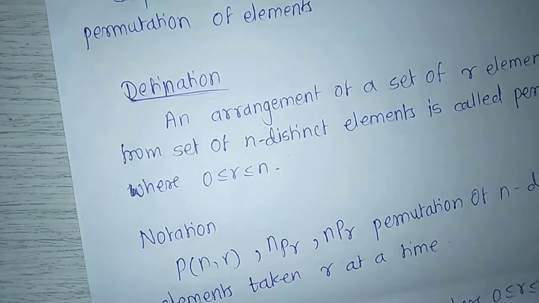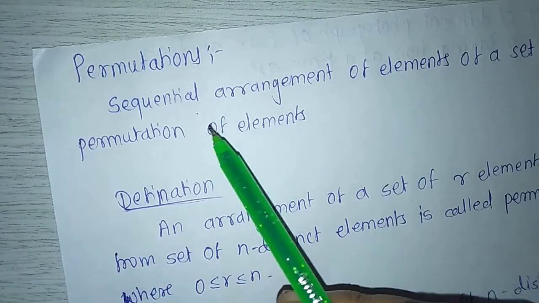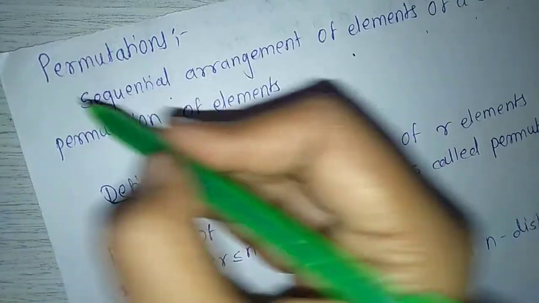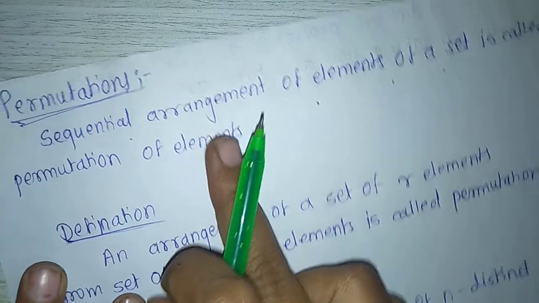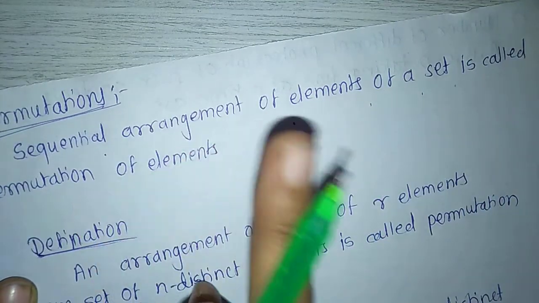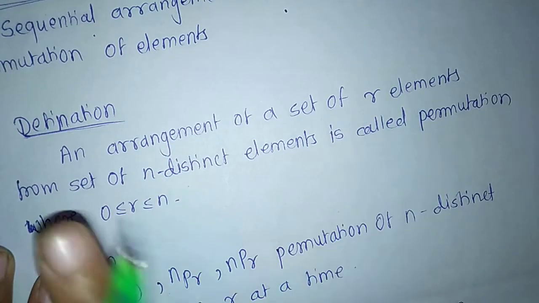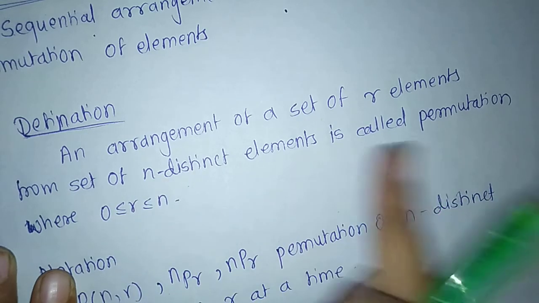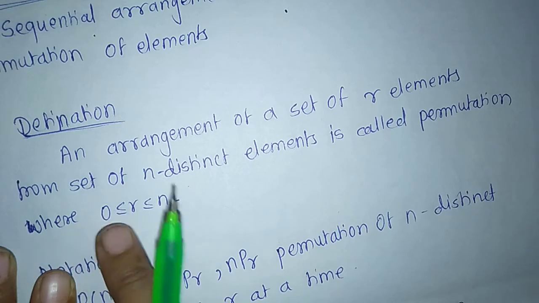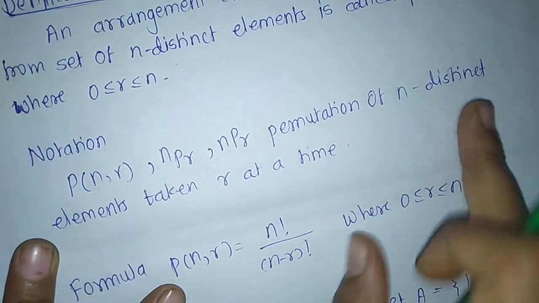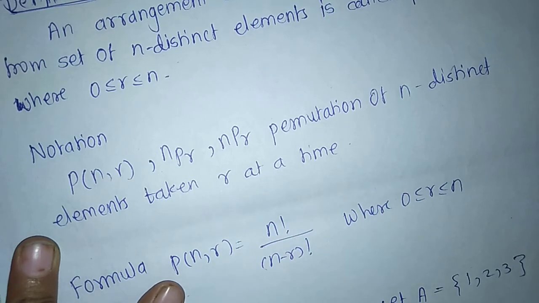Next, permutations. Sequential arrangement of elements of a set is called permutation of elements. Next definition, an arrangement of a set of r elements from a set of n distinct elements is called permutation, where 0 less than or equal to r less than or equal to n. Notation: P(n,r), nPr, permutation of n distinct elements taken r at a time.